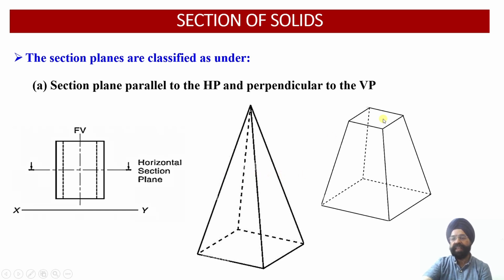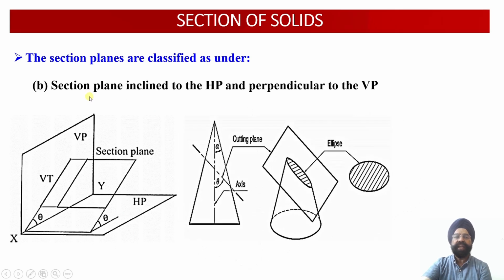Now again you can see, this is the cut section which will be obtained, and its true shape will be obtained on the horizontal plane. Why? Because this cut section happens to be parallel to the horizontal plane. So its true shape will be obtained in the top view onto the horizontal plane. So that's our case number one. Now the second orientation of the cutting plane can be a cutting plane or section plane which is inclined to the horizontal plane and perpendicular to the vertical plane. So this is nothing but the auxiliary inclined plane.